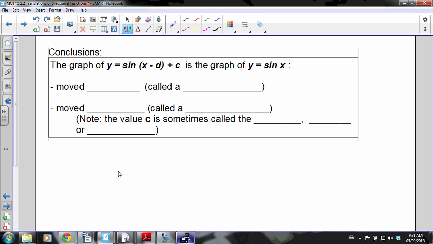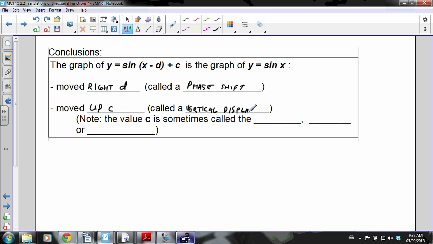Check. Conclusions. So this graph, and notice that the cosine is similar, but we're just using sine because it's the first one we did. This graph is just the original graph moved, well, since it's minus d, right d units, and that was called a phase shift. And moved up c, right? Up c. And now this one actually has a whole bunch of names. One of them is boring, but that's okay. Vertical displacement.